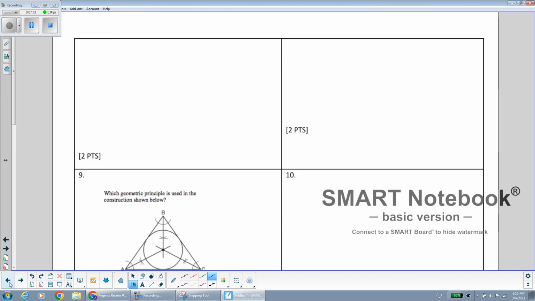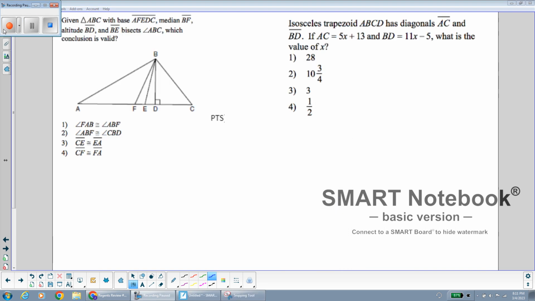I am unable to see it. Let me pause the video. Here they are. Okay, so we have median BF in this question, and a median does connect to a midpoint. So BF is the midpoint of this line segment. So from A to F and from C to F would be congruent segments. And that's my answer right over here. Okay, so I already found my answer.